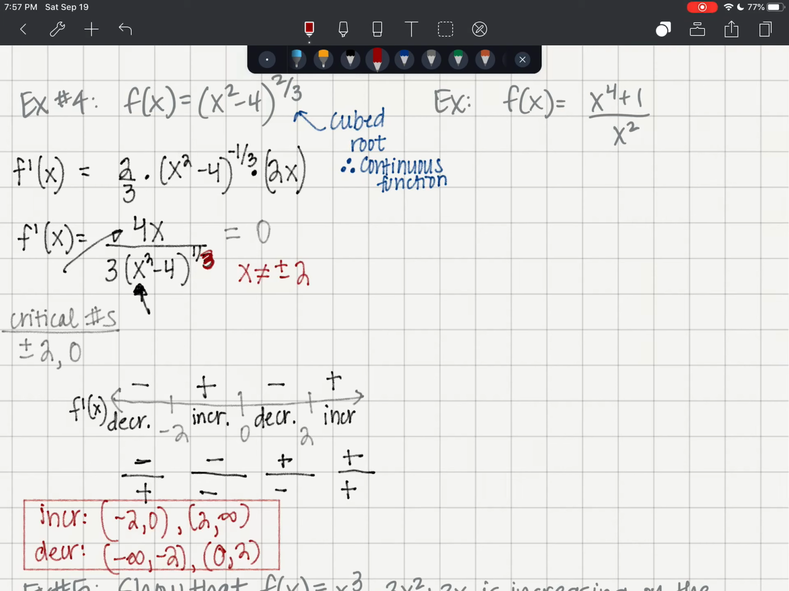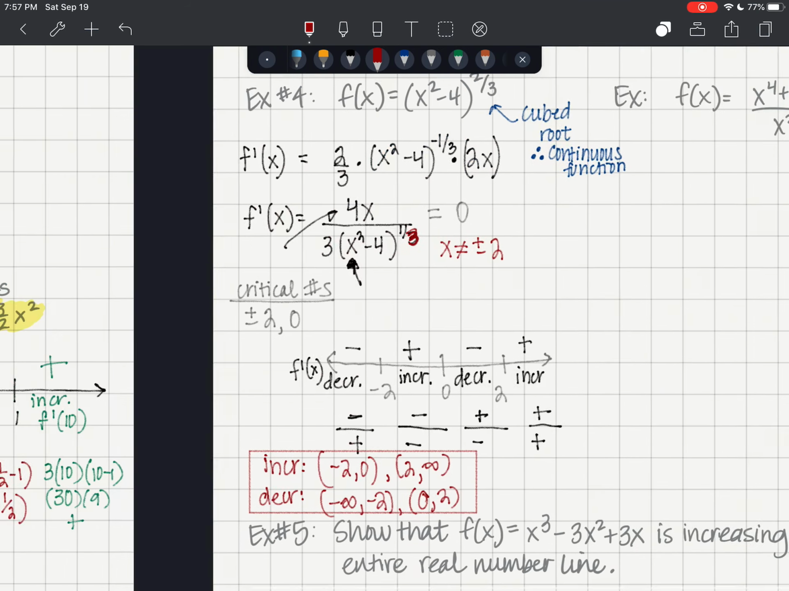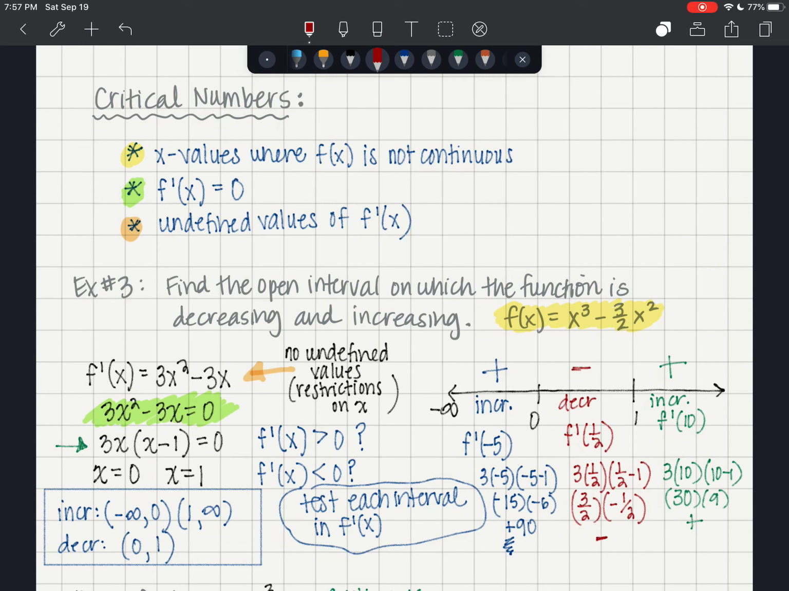Okay, here we have an example of a rational function. We have x to the fourth plus 1 over x squared. Now, a critical number comes from, it's very important that you remember these three things. The x values where the original function is not continuous.